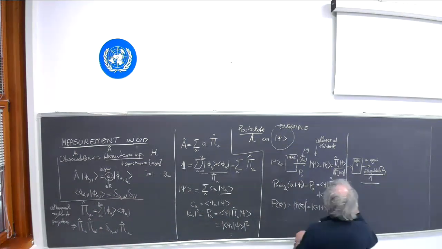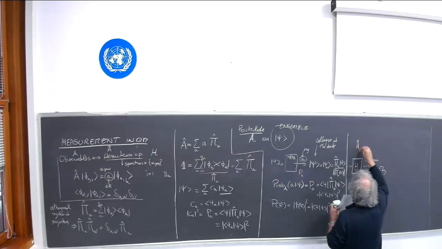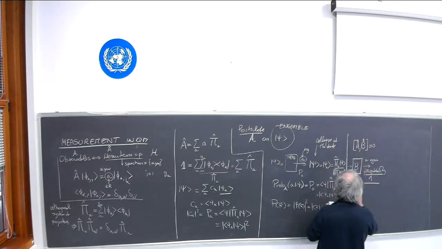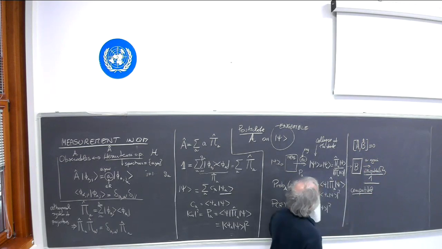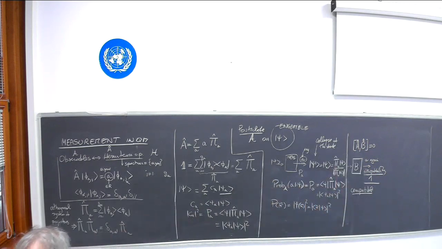Now, there is another aspect of the story. Suppose that I measure another operator, B. But the operator B is such that the commutator of A and B is 0. Then the observable B is said to be compatible. So the observable B is compatible with A if they commute. What is the nice thing about commuting? They can share the same eigenvectors.